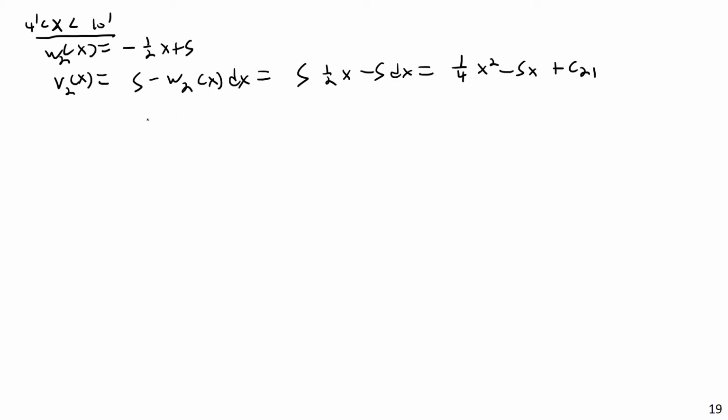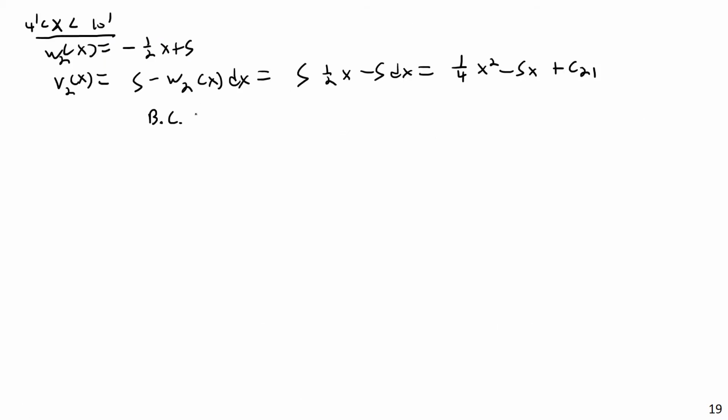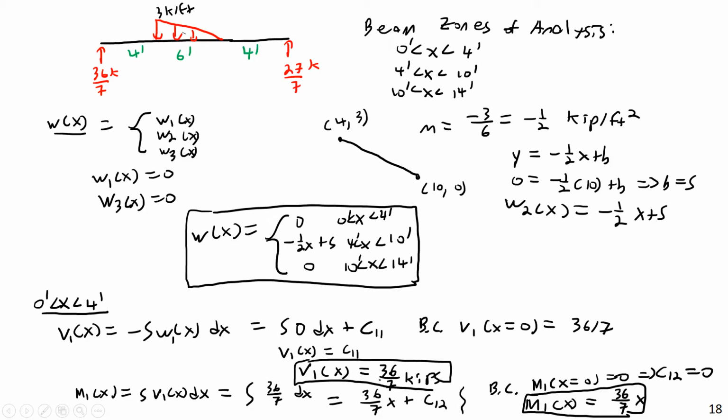The boundary condition that you can use is relating one zone of analysis to another one, as long as there are no sharp discontinuities in the load, mainly point loads. A point load will cause a sharp change in the shear diagram, but a distributed load will not. So the boundary condition is that v2 at x equals 4 is equal to v1 at x equals 4. And v1 at x equals 4 is the same as it is anywhere, and that's 36 over 7 kips.